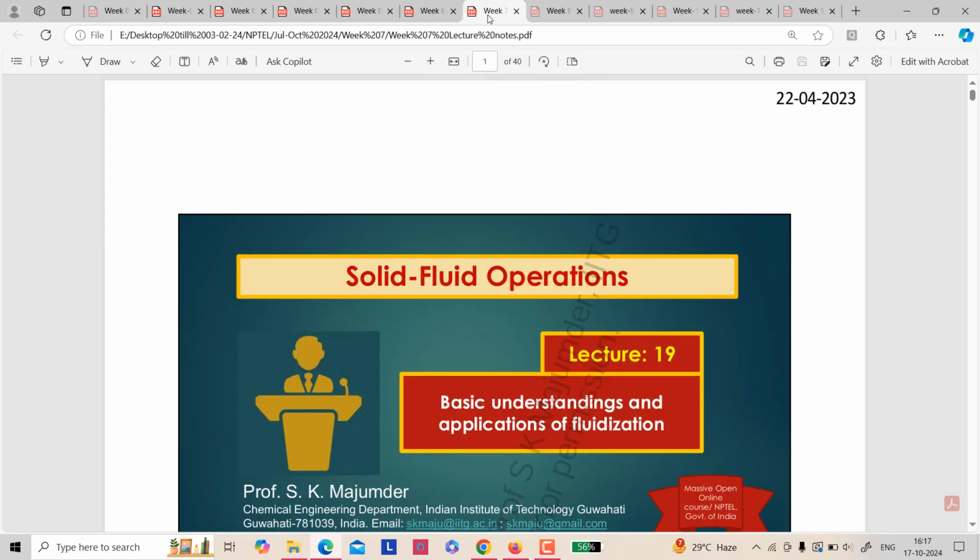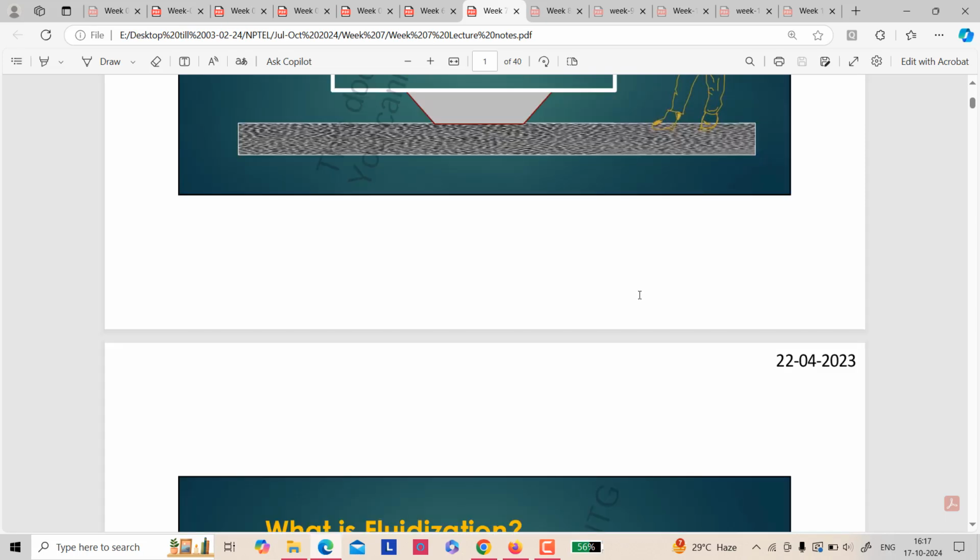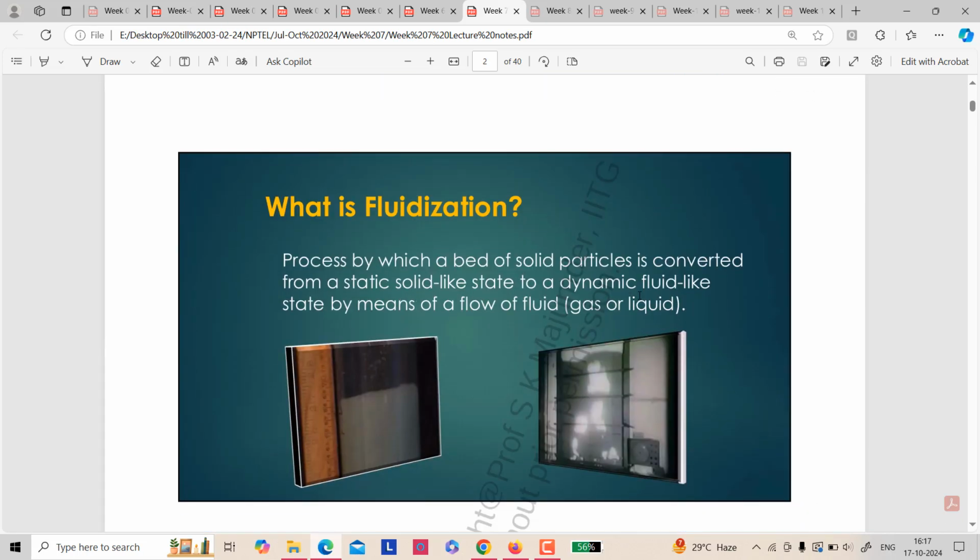Okay. So in the seventh week, Sarah taught about the basic understanding of applications and fluidization. So what is fluidization? It is where a bed of solid particles is converted from a static solid-like state to a dynamic fluid-like state by means of a flow of fluid, gas or liquid. The fluid can be gas or liquid. What it says is that the solid particles start behaving like a dynamic fluid. That is how fluidization is used for separation, or for mixing in a kind of mass transfer unit.